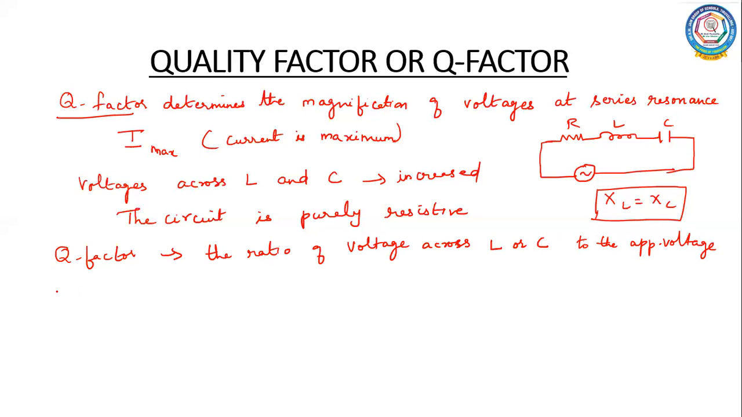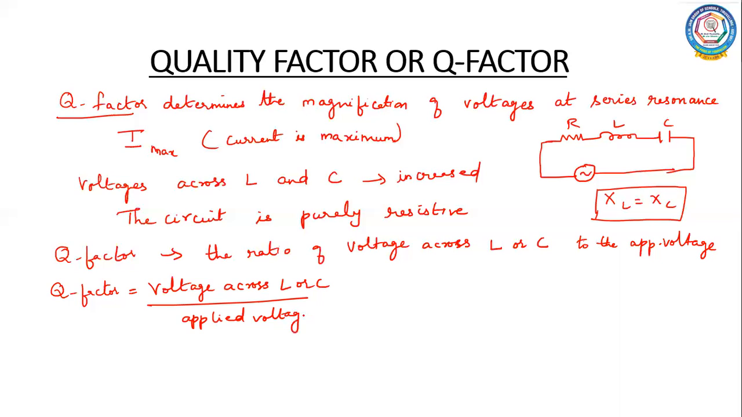So let me write the formula. Q factor equal to voltage across L or C by the applied voltage. Okay, and we know that if the current is going to be maximum in a circuit, that is when XL is equal to XC. If current is maximum, naturally voltage will also be maximum. Yes or no?